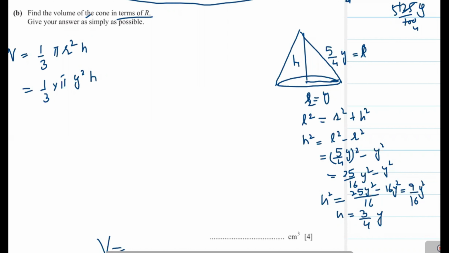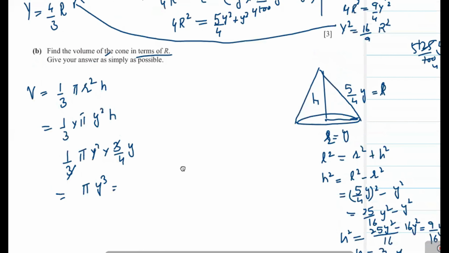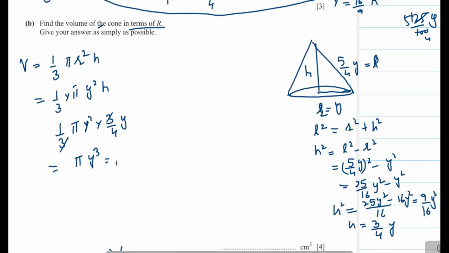Now we write it as 1 over 3 pi into y square into 3 over 4 y. Then 3 will be cancelled. Now you can write it as pi y cube. You know you have to find the volume in terms of r. Therefore, y is equal to 4 over 3 r. We write it as pi into 4 over 3 r whole cube. Now you can write it as 4 cube is 64. 64 over 27 pi r cube is the answer.